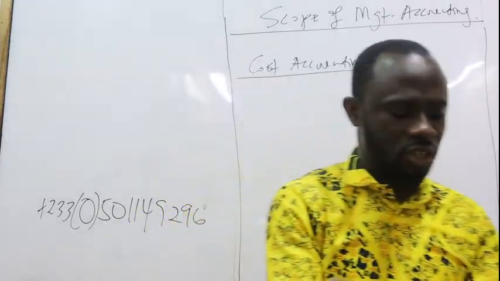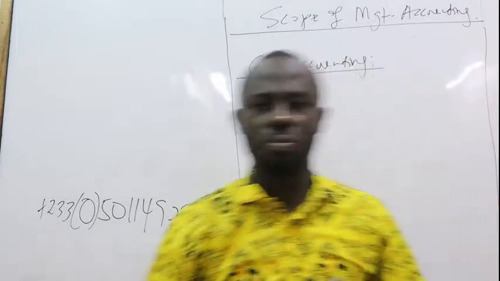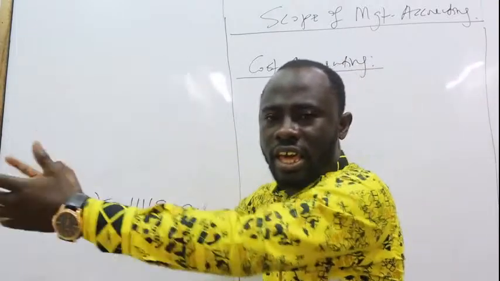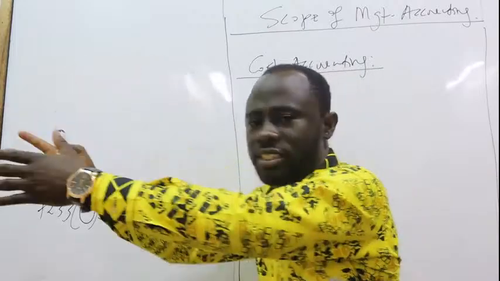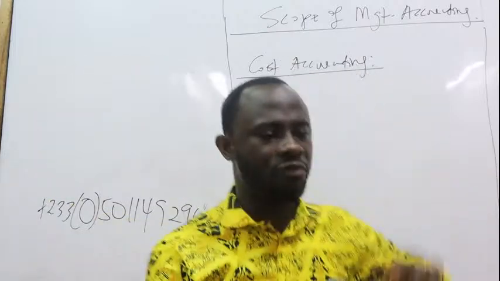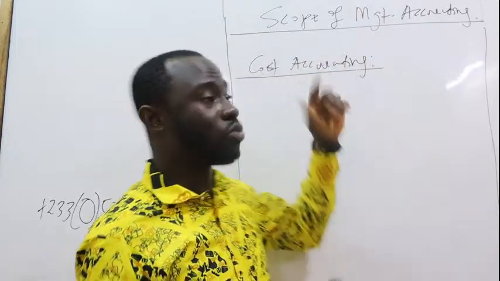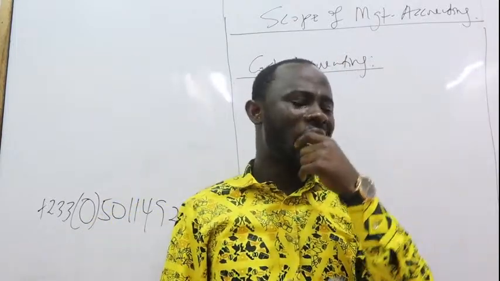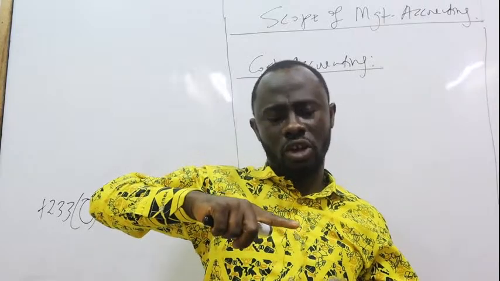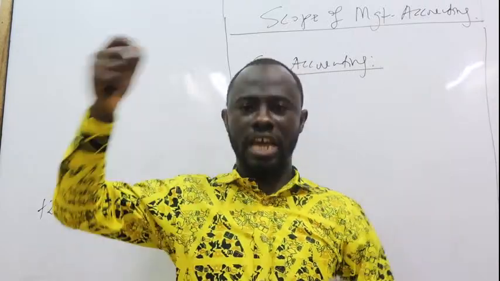Now, to put it simply, cost accounting refers to the process applied for the elements of cost. So how we incur cost, how we pay something, either for material or for labor, how we track all of those things is what we refer to as cost accounting.